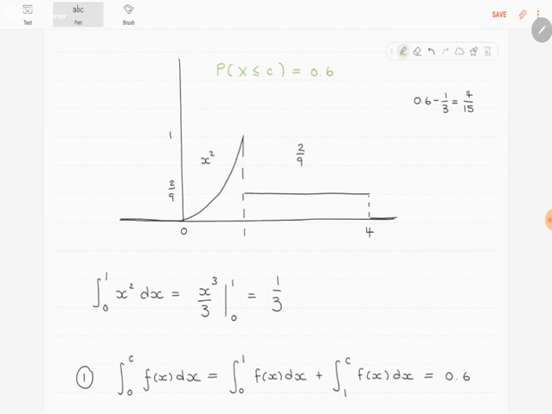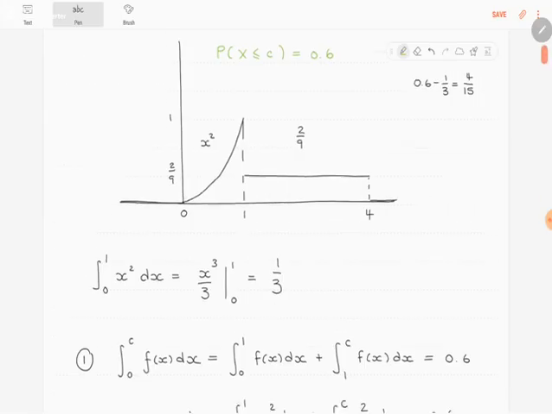Remember, when you have a PDF, you are going to integrate. So we want to integrate something up until C that should give you 0.6. We have a little bit of a dilemma here. If C supposedly is in this region, then we're just going to integrate over the one function. That's this first one here. But if C is in here, then we need to integrate over this region and that region as well.